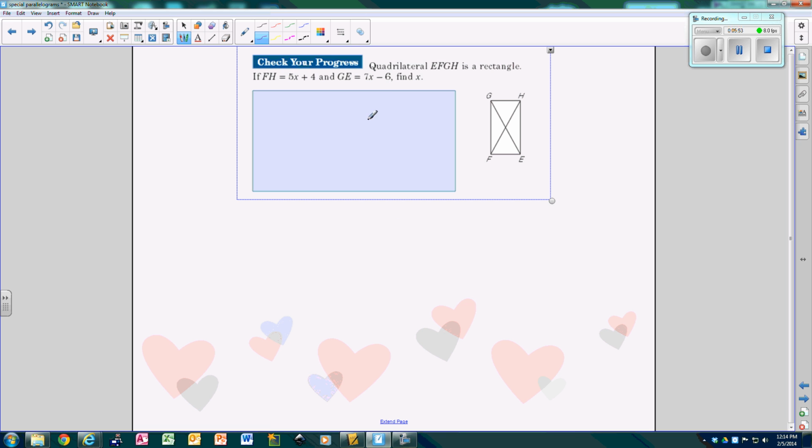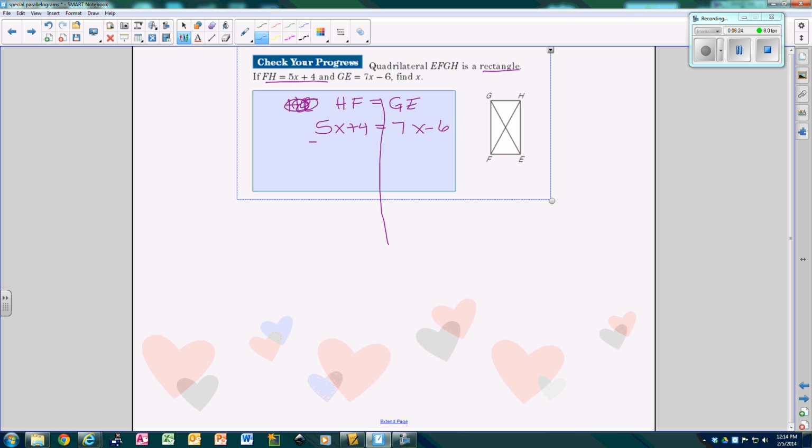So now you try. So quadrilateral EFGH is a rectangle. Since it's a rectangle, the diagonals are equal. So I would say HF is congruent to GE. So HF, or FH, either one, 5x plus 4 is equal to 7x minus 6.